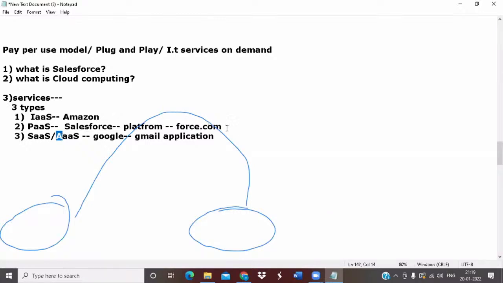Yes, sir. The old name was force.com, and the new name is the Lightning platform. So, does Oracle come very close to Salesforce in terms of PaaS?